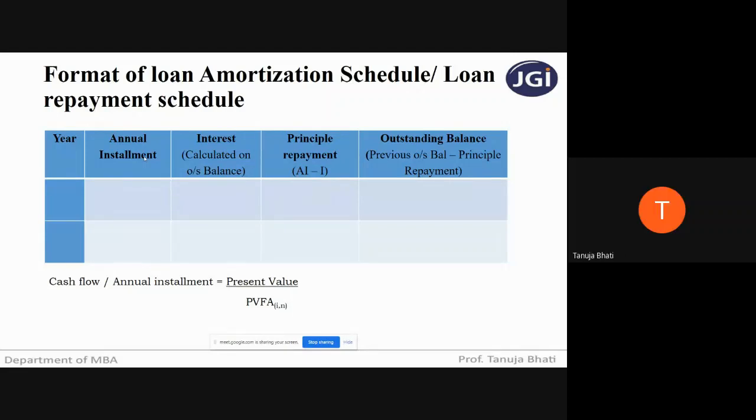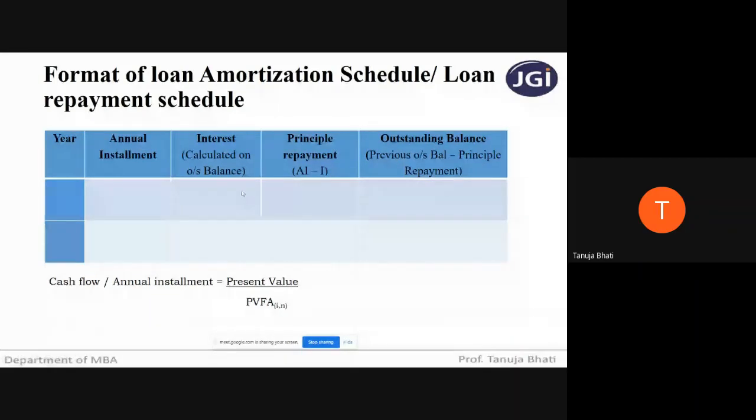Now, what is the meaning of outstanding balance? The amount of loan yet to be paid is nothing but your outstanding balance. Will outstanding balance consider the interest portion? No, ma'am. Outstanding balance will not consider your interest portion, because when you are repaying the loan, the outstanding balance of the loan amount will not consider your interest portion. So it is the previous outstanding balance minus the principal repayment.